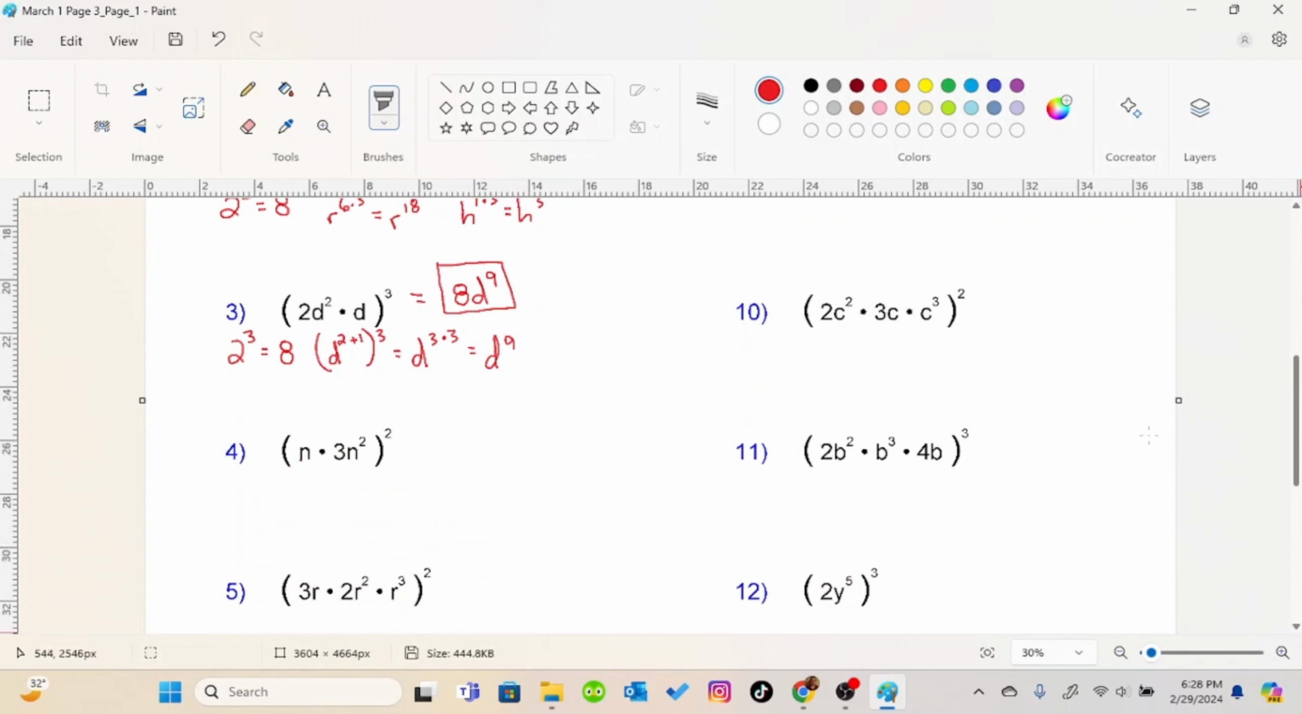Number 4. We have 3 squared, which equals 9. And we have n to the 1 plus 2 squared. That becomes n cubed times 2, which becomes n to the power of 6. So when we combine everything, our final answer is 9n to the power of 6.